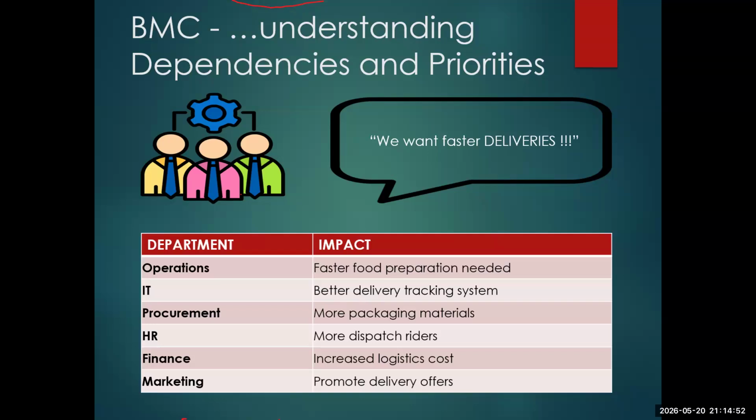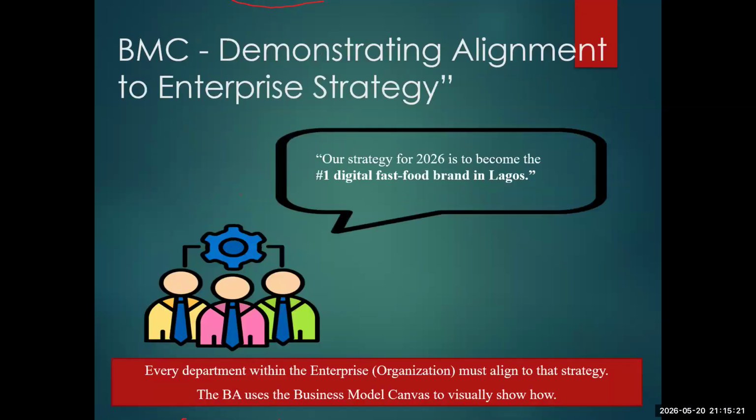If you take away the better delivery tracking system, you can't track him. So you don't know if this delivery guy had just parked somewhere and is doing his thing, or his bike has broken down. So if you run any one of these departments in silos, it will not yield the business objective you're looking for. And that is how BMC helps to understand the dependencies and the priorities within the business.